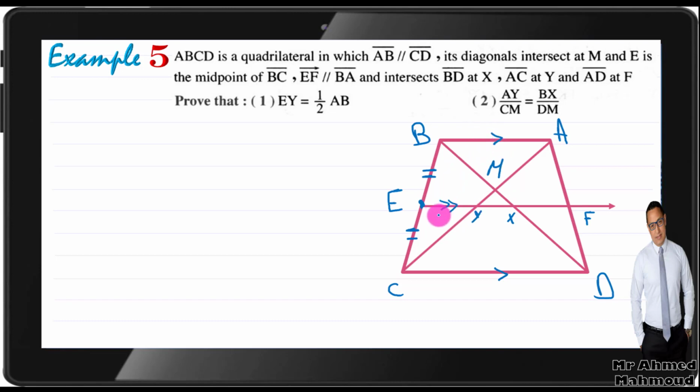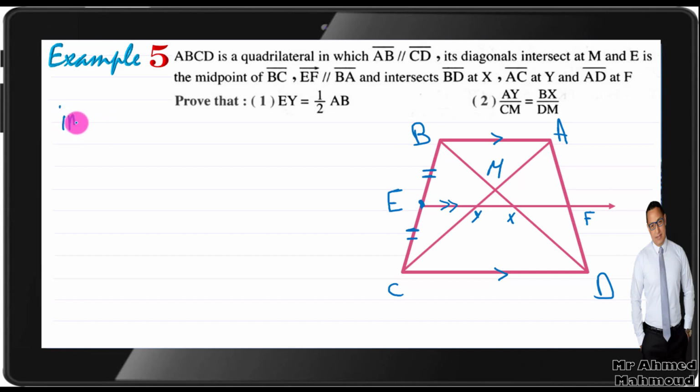By another way, EY over AB equal EC over CB. Again, EY over AB equal CE over CB, and CE equal half CB, so EY over AB equal half, so EY equals half AB. But the easiest way is by using the two midpoints.